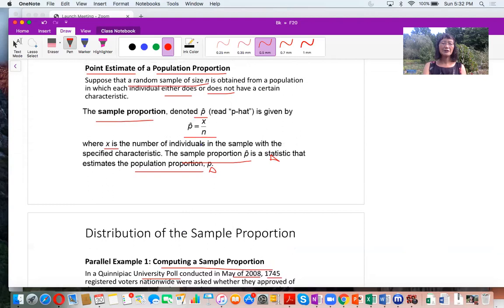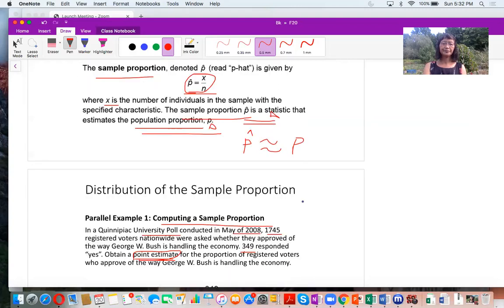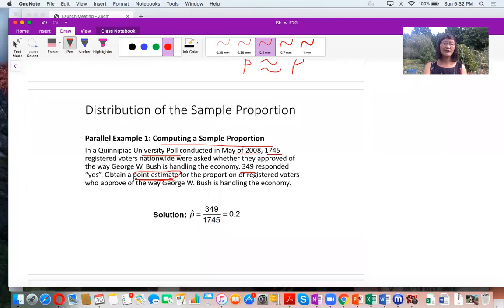Remember, the best point estimate for the population proportion is the sample proportion, p-hat. We use p-hat to estimate P. P represents the population proportion. P-hat is the sample proportion. So we use p-hat to estimate the population proportion P. The question asks you to obtain a point estimate, so we use p-hat.